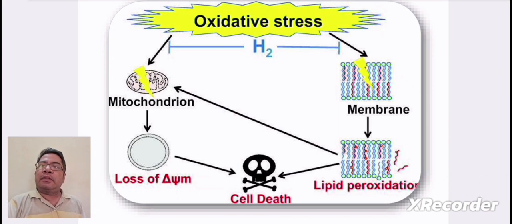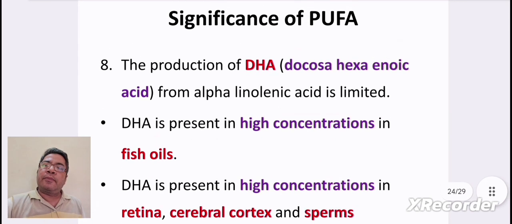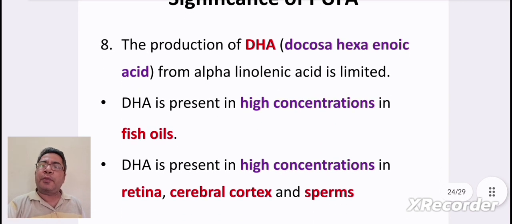Here in this diagram, there is oxidative stress which disturbs the membrane. This produces rapid peroxidation. Then this rapid peroxidation brings about damage to mitochondria and cell death. The production of DHA, that is docosahexaenoic acid, from alpha linolenic acid is limited. DHA is present in high concentrations in fish oils. DHA is present in high concentrations in retina, cerebral cortex, and sperms.